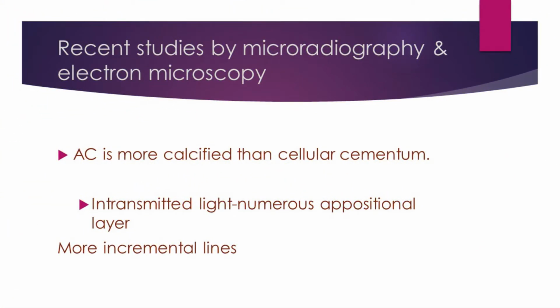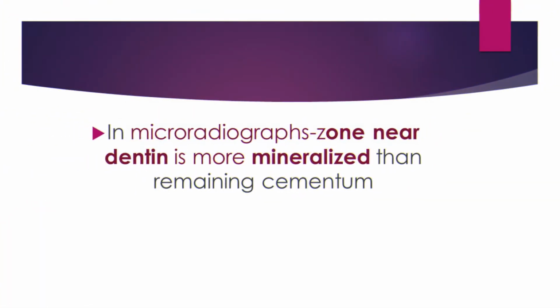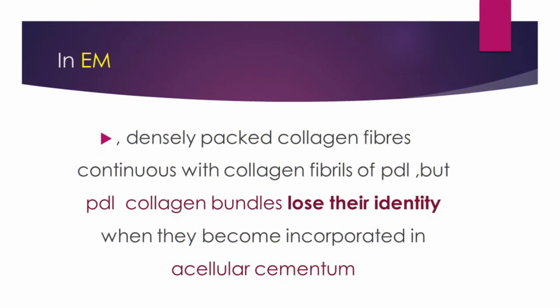Acellular cementum is more calcified than the cellular cementum and it has more incremental lines because numerous appositional layers are formed. Microradiographs reveal that the zone of acellular cementum which is closer to the dentin is more mineralized than the other remaining cementum. The reason the Sharpey's fibers which are incorporated in the acellular cementum are not evident is because they lose their identity due to the densely packed collagen fibers in the acellular cementum.